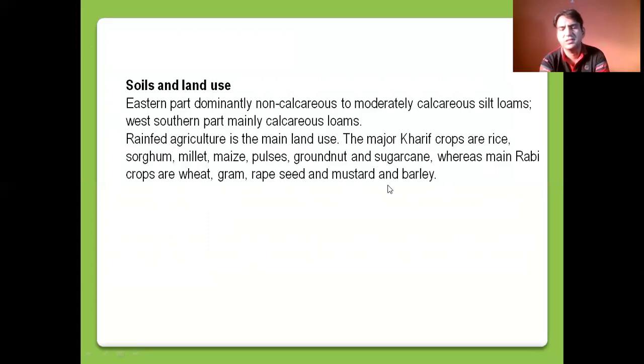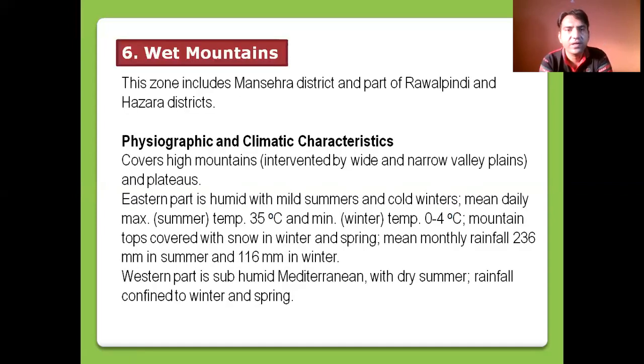So almost all the crops are being produced here, but they depend on the rainwater. Because this is rainwater, this is the plus point: where we have more rainwater, we can still produce the different crops. Now we are coming to some wet mountains area.